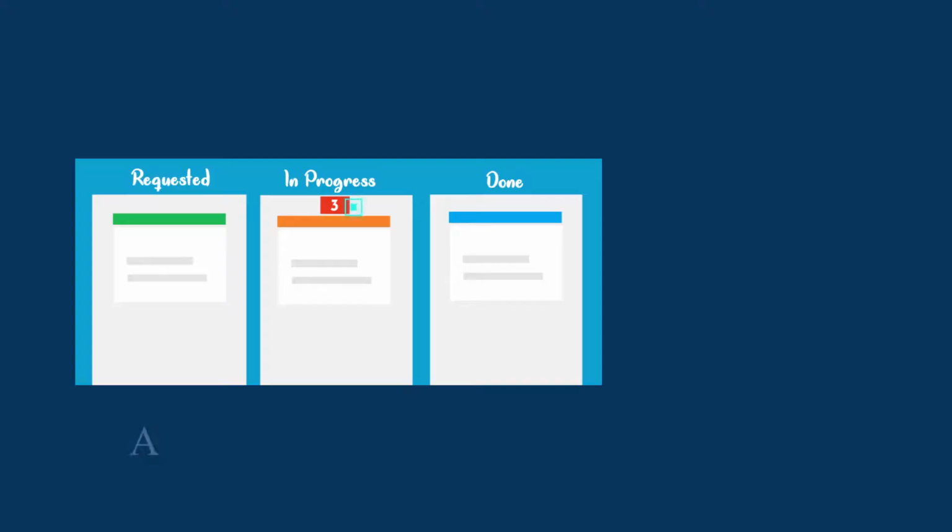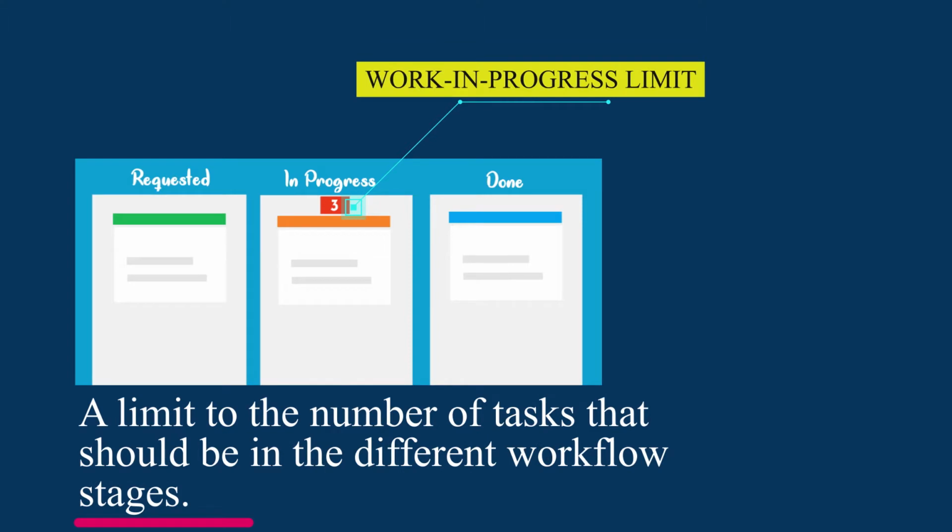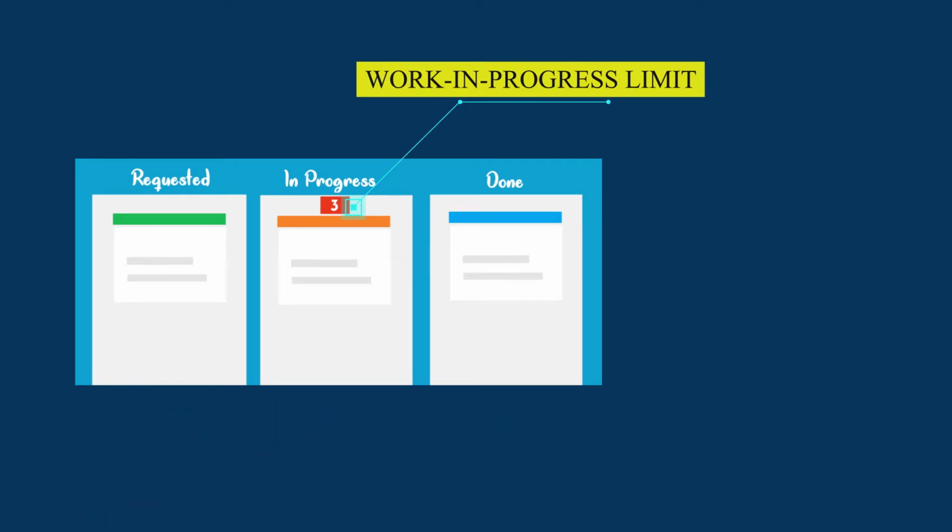Work in progress limits, on the other hand, is an important principle you need to put in mind when using the Kanban method. It is used to put a limit to the number of work items that should be in the different workflow stages. And having a work in progress limit helps you to remain focused on the current task.